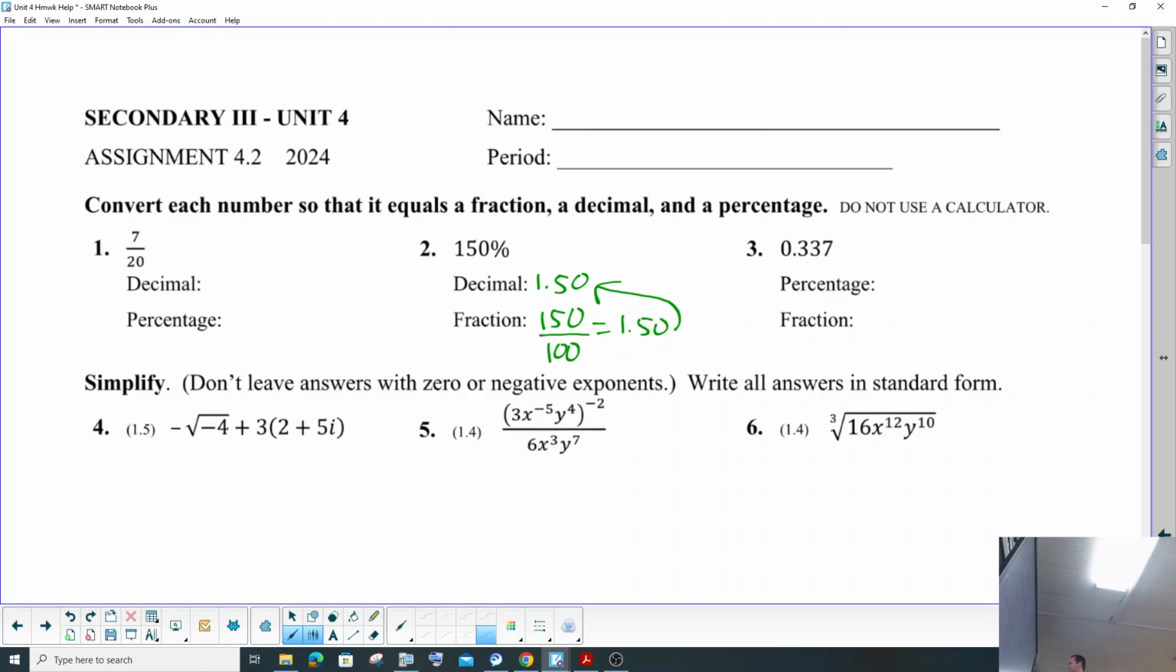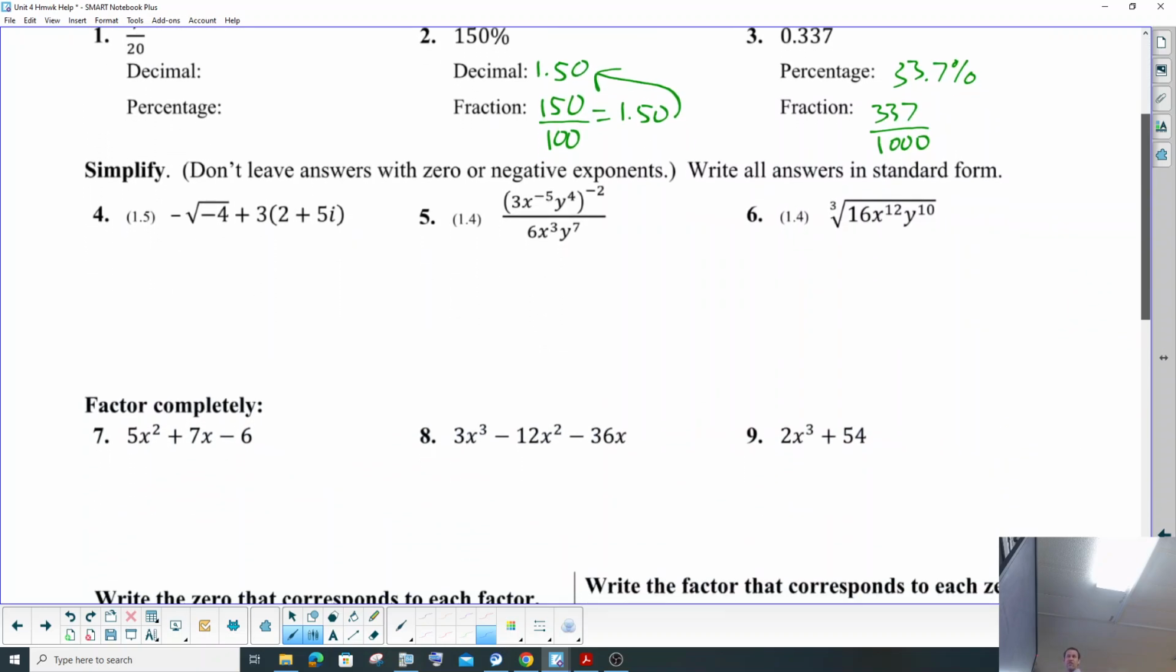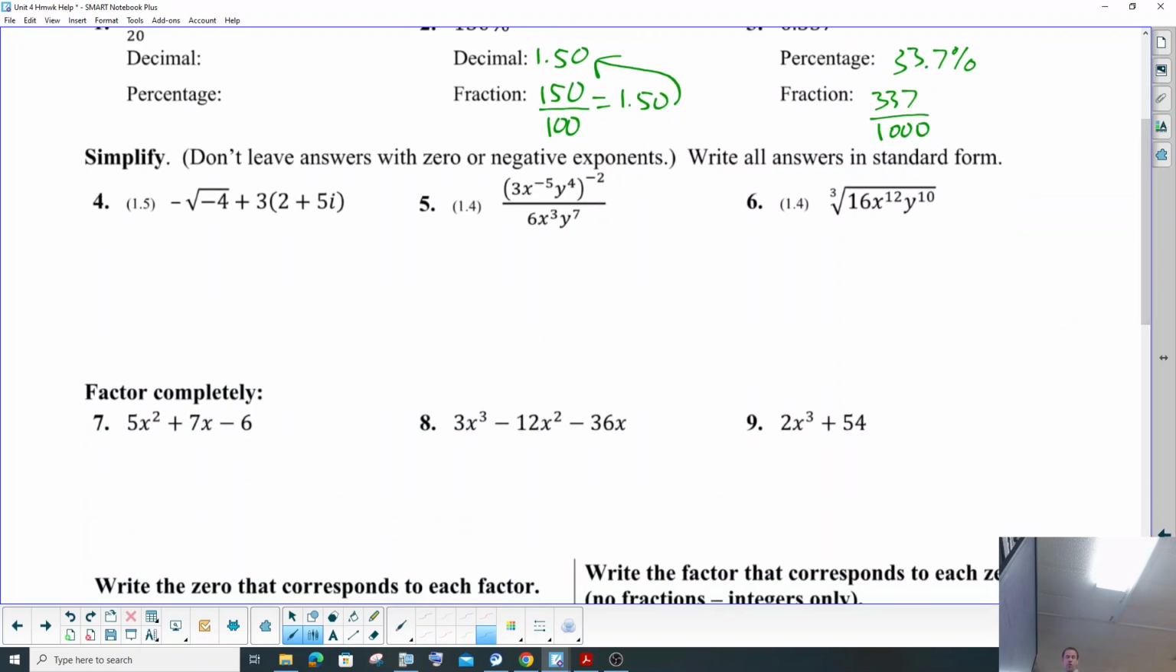So 0.337 would be out of 1,000, because it's ones, tens, hundreds, thousandths. So that's 33.7%, 0.337. So just some stuff to refresh ourselves on for the ACTs. Good, so we got some good review here to help you.